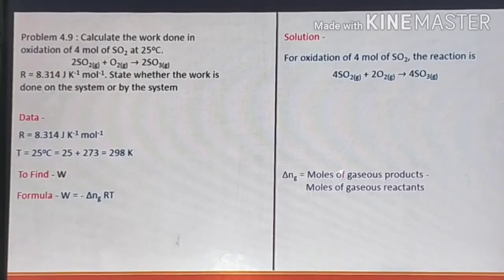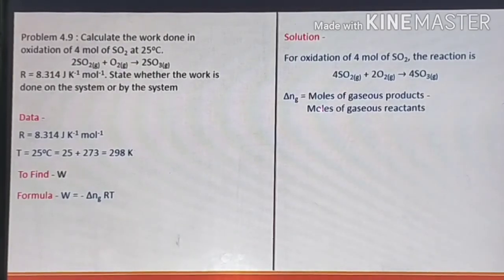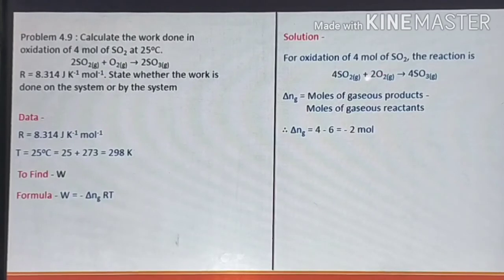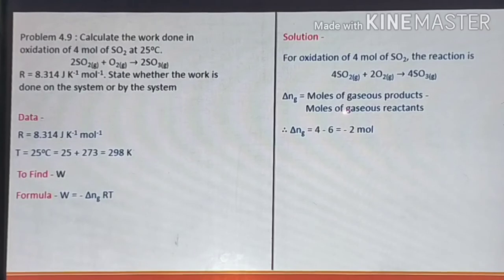So first I will calculate delta Ng using the formula: moles of gaseous products minus moles of gaseous reactants. Remember, all the reactants as well as products are in the gaseous state, so you cannot neglect the number of moles of any reactant or product. Now, there is only a single product. Its moles is 4, so I substitute here. There are two reactants. SO2 moles are 4. O2 moles are 2. So moles of gaseous reactants are 6. So the change in number of moles, delta Ng, will be minus 2 moles.